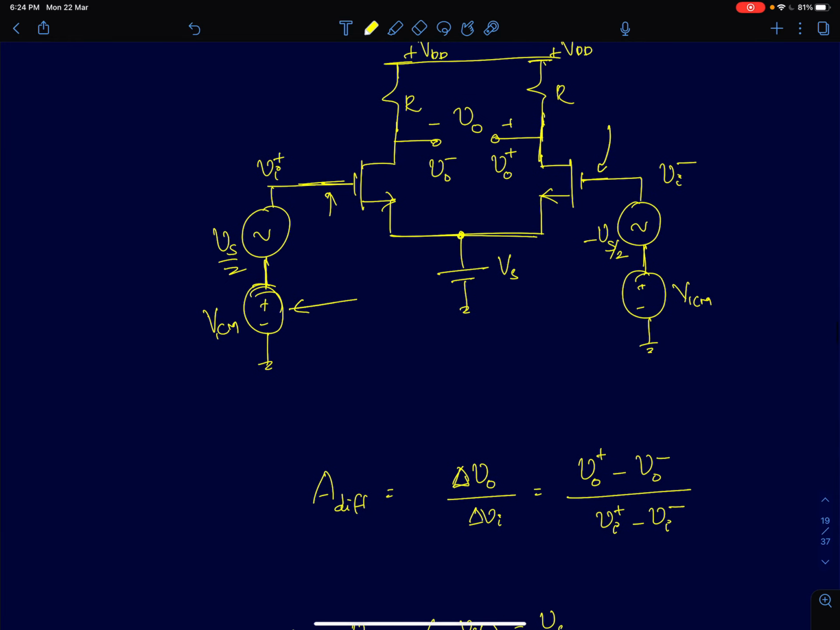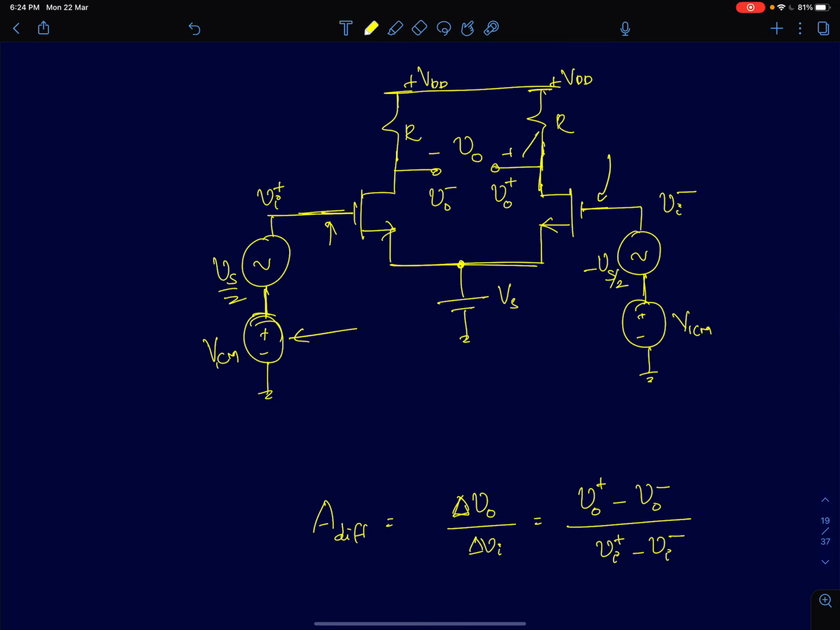So my goal is to find the differential output. This is VO plus and this is VO minus, divided by the differential input, VI plus minus VI minus.